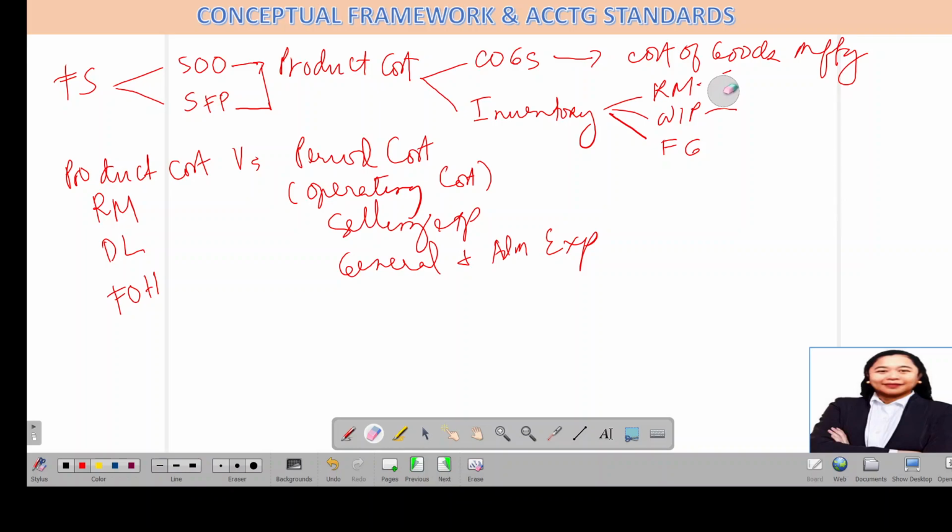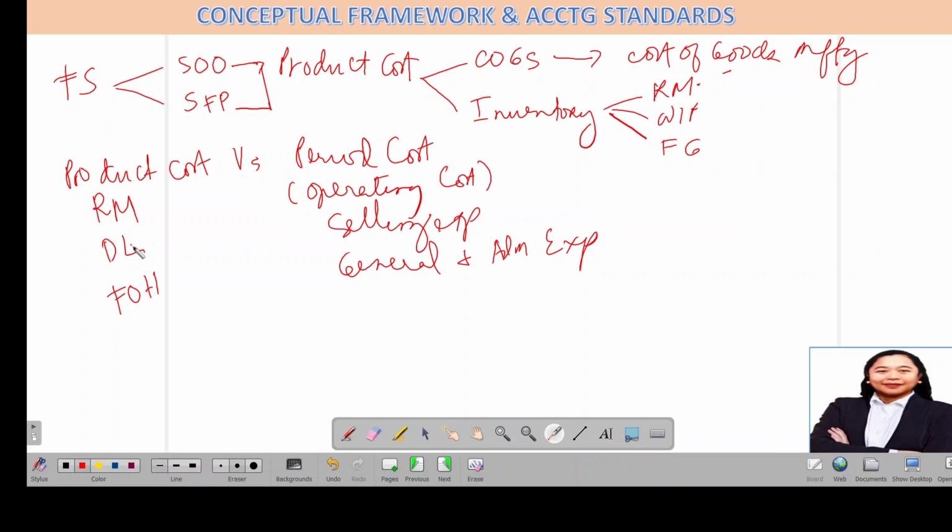Your raw materials will actually be all the items that you use in the production of goods. And so your work in process may also have your raw materials and direct labor, but definitely your finished goods would have raw materials, direct labor, and factory overhead.